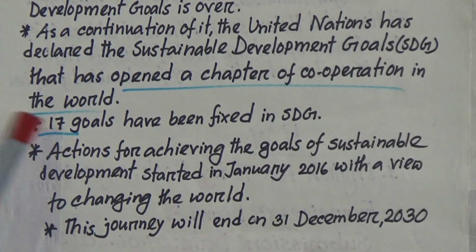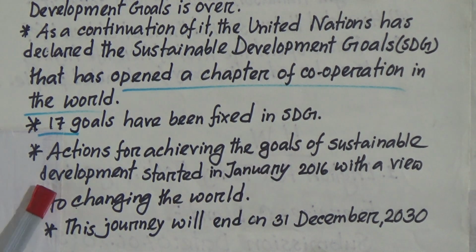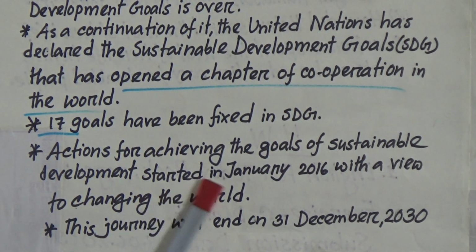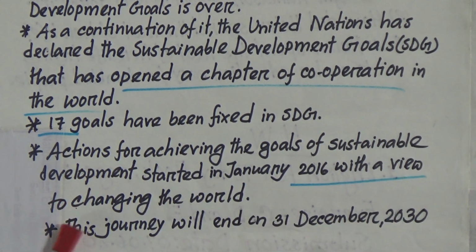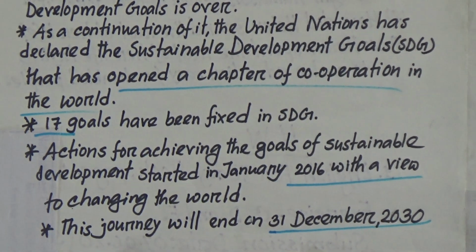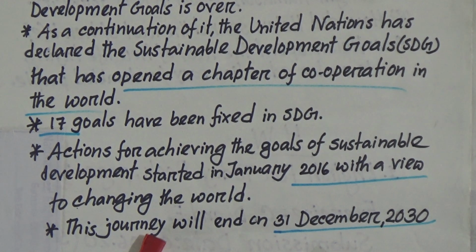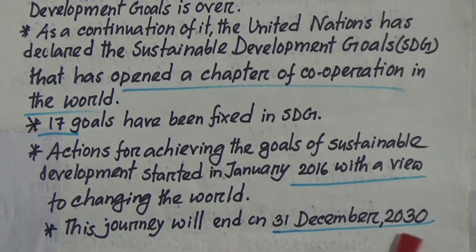17 goals have been fixed in SDG. Actions for achieving the goals of sustainable development started in January 2016 with a view to changing the world. This journey will end on 31st December 2030. We'll move to next page.